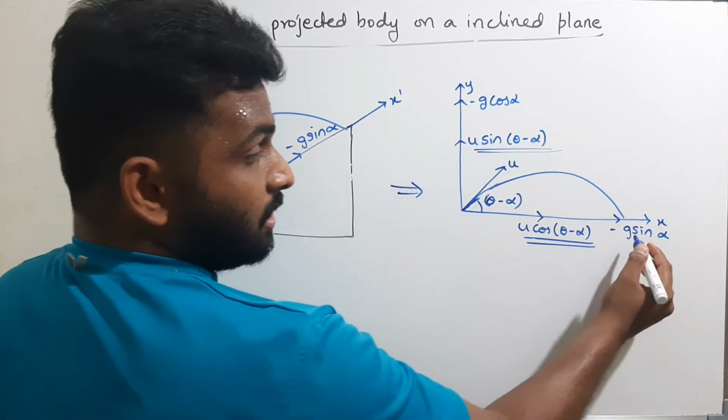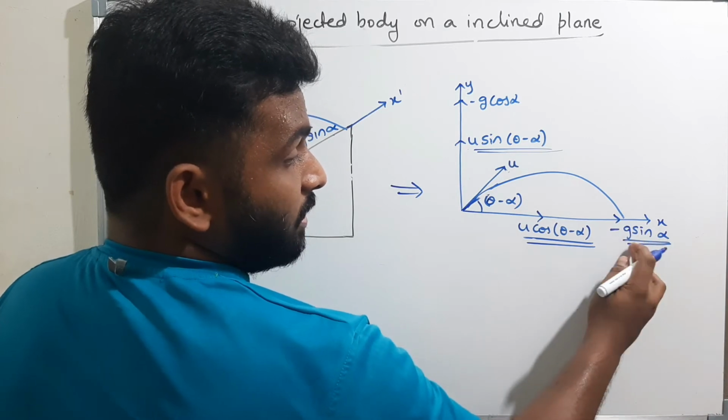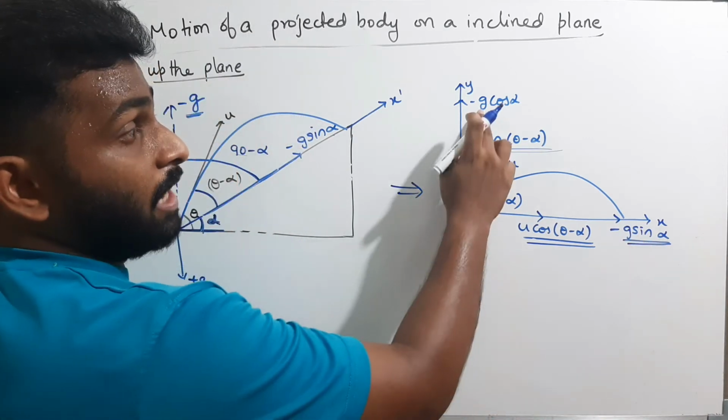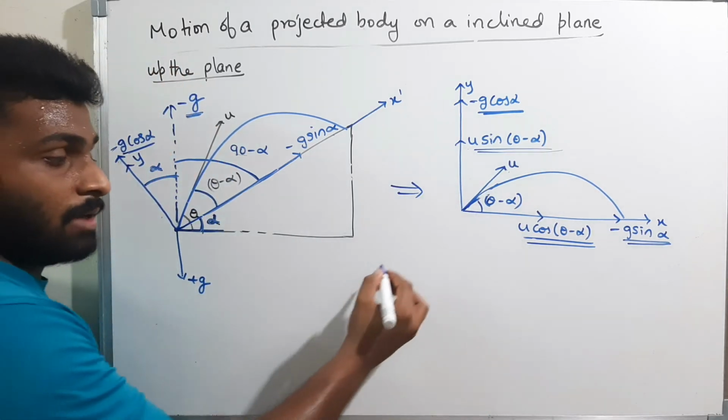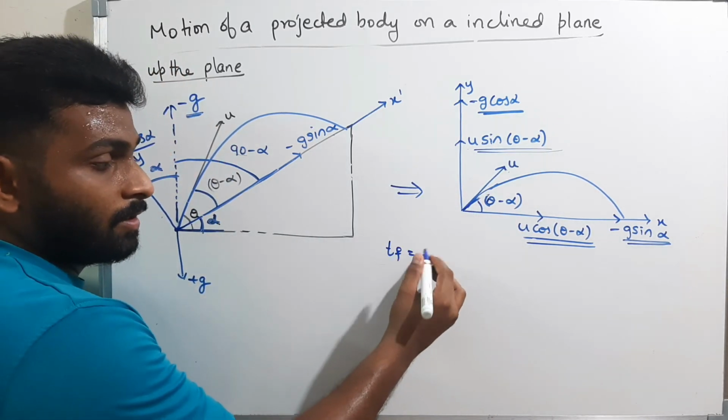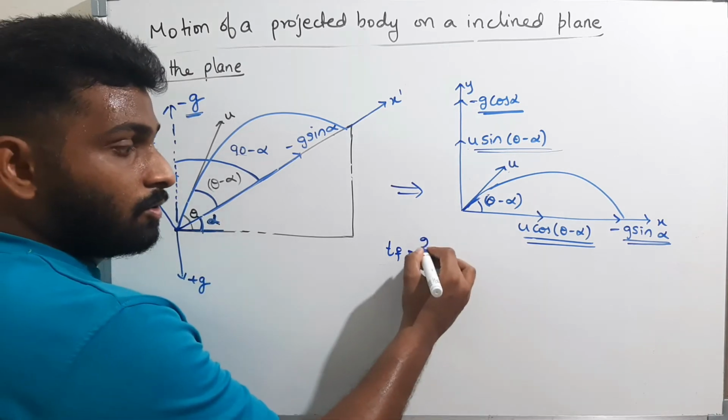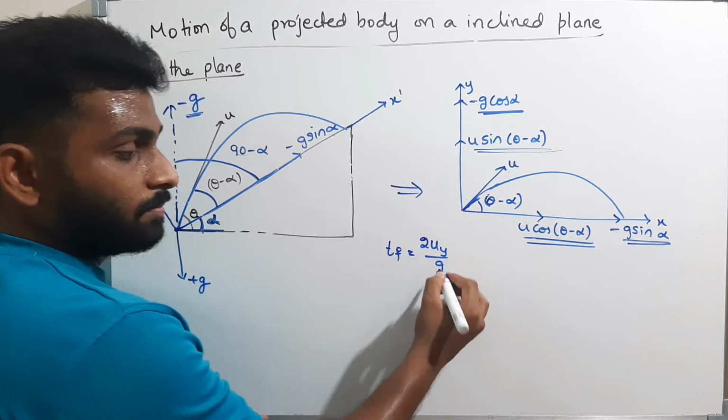What is the horizontal acceleration? The horizontal acceleration is minus g sin alpha. What is the vertical acceleration? That is minus g cos alpha. Now, what is the time of flight? The time of flight is nothing but 2uy by g.